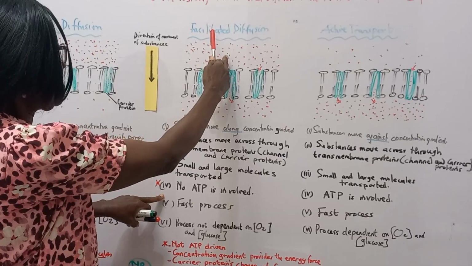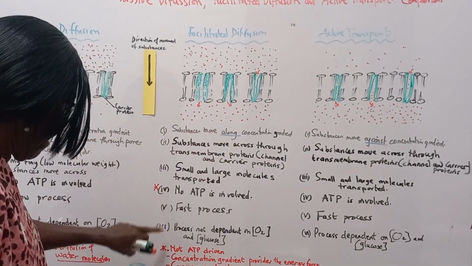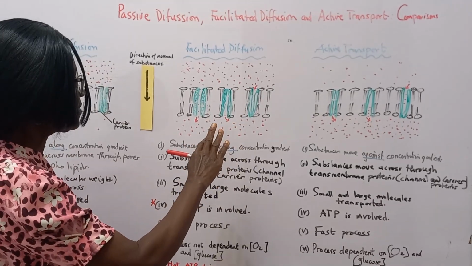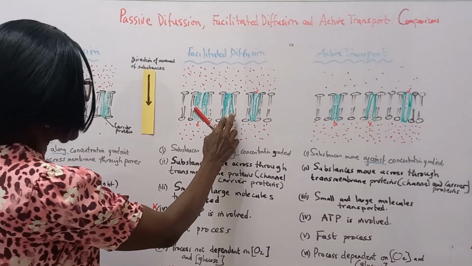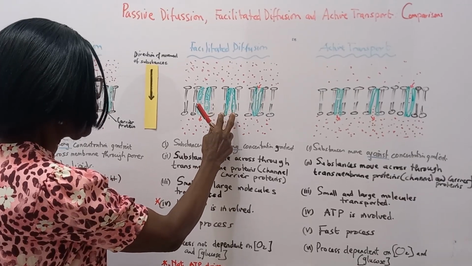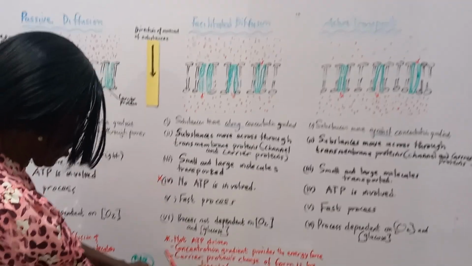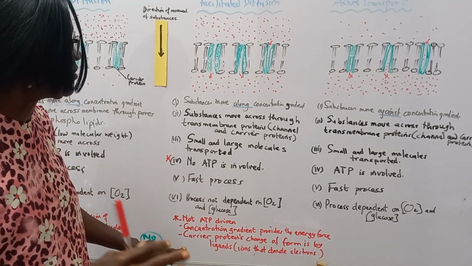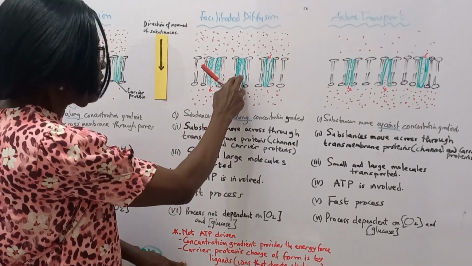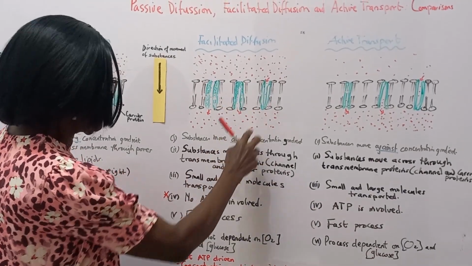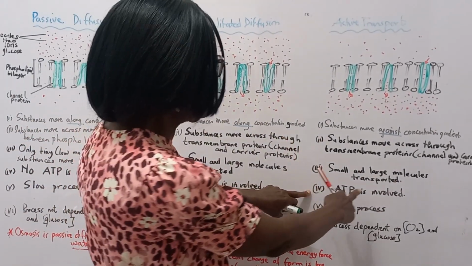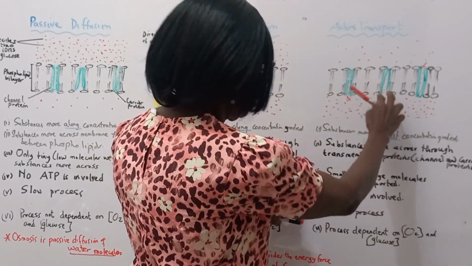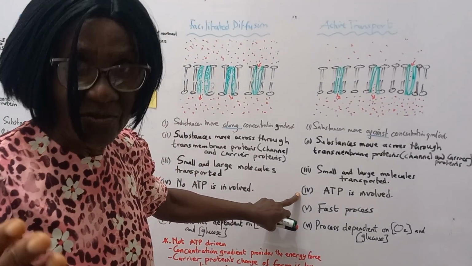The concentration gradient itself is an energy force, and then carrier proteins need to change their form when they are transporting substances. And if carrier proteins change their forms, it's not by ATP, it's by what are called ligands. The ligands are ions that can donate electrons to other molecules that will change the form of the carrier protein. Now, in active transport, ATP is involved to change the form of the carrier protein. We discussed this in our lessons; you need to check.